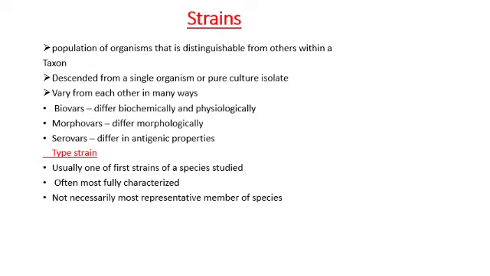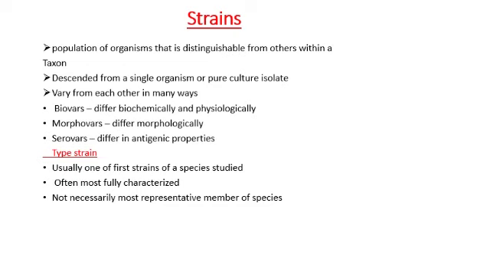And next one is the strains. What is strain? The strain is a single organism or pure culture isolate. These strains may vary from each other in many ways. Some may be biovars. What is biovars? That means they may differ biochemically or physiologically.